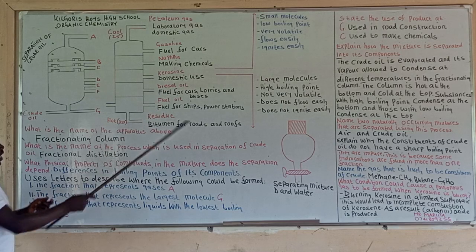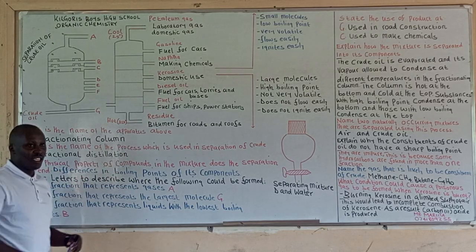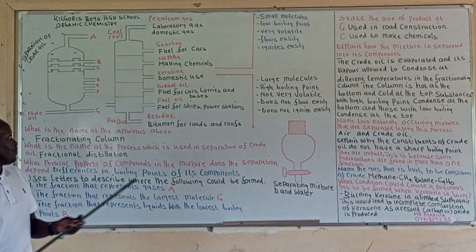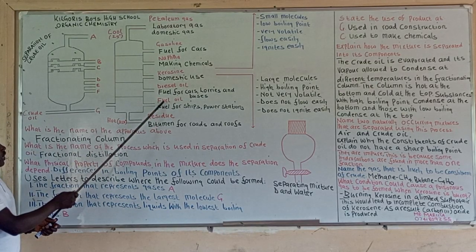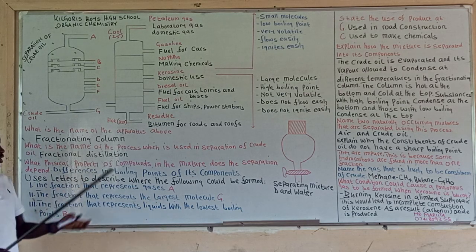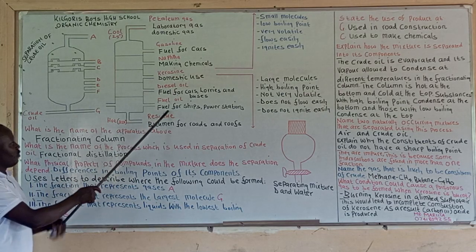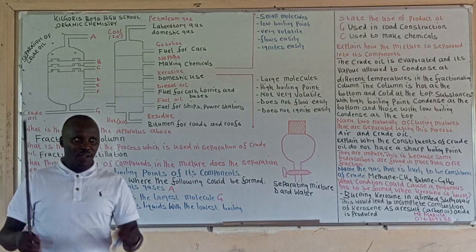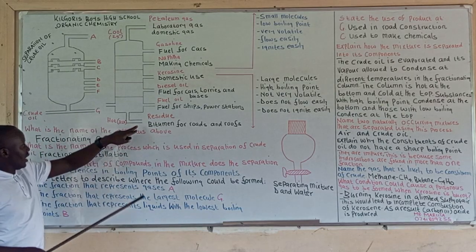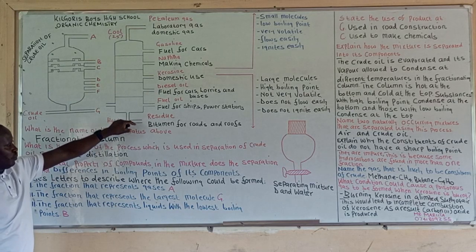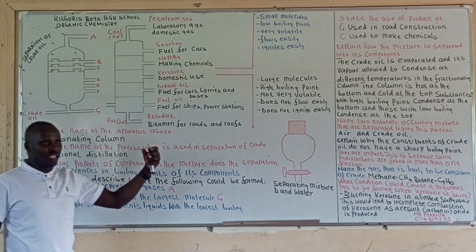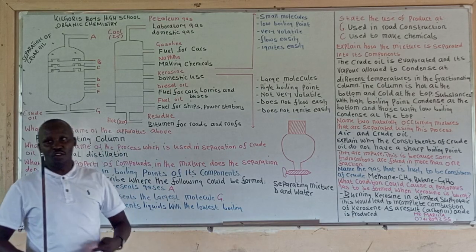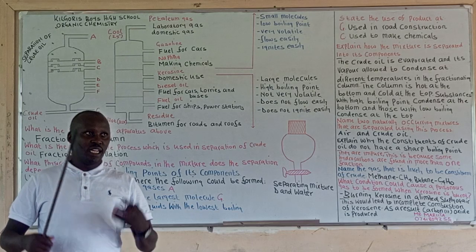Diesel can be used for cars, it can be used for lorries, and it can also be used in buses. We have the fuel oil. The fuel oil is normally used as fuel for ships. It can also be used as fuel for power stations. We have the last part, which is at the bottom. At the bottom we normally collect the residue, and the residue is bitumen. The bitumen is normally used for road construction and roofing.